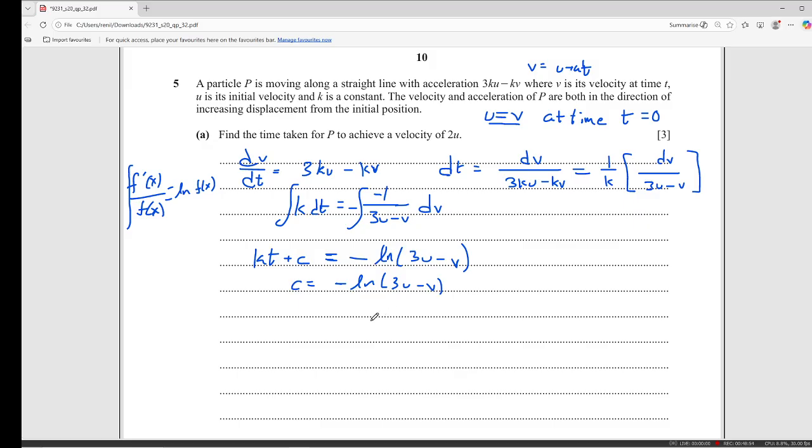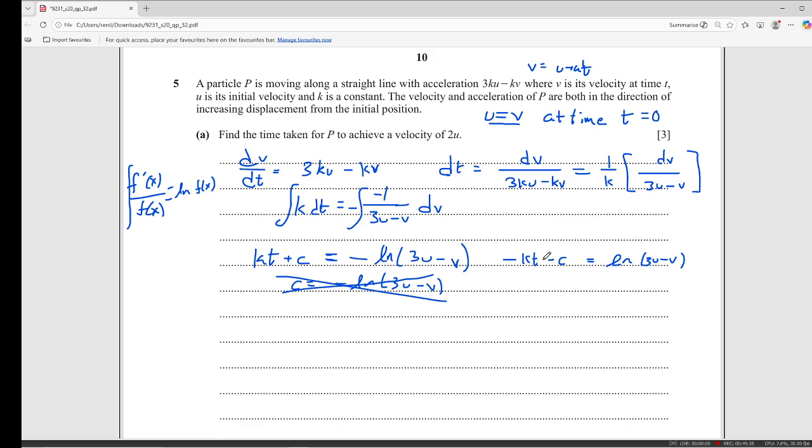But okay, how I would write it is, instead of starting off like this, I would much rather do it this way. I would first rearrange to find v. So I get negative kt minus c equals ln of 3u minus v. Okay, what do we have next? Yeah, then I think I can do the ln and e. Yeah, I could do that.